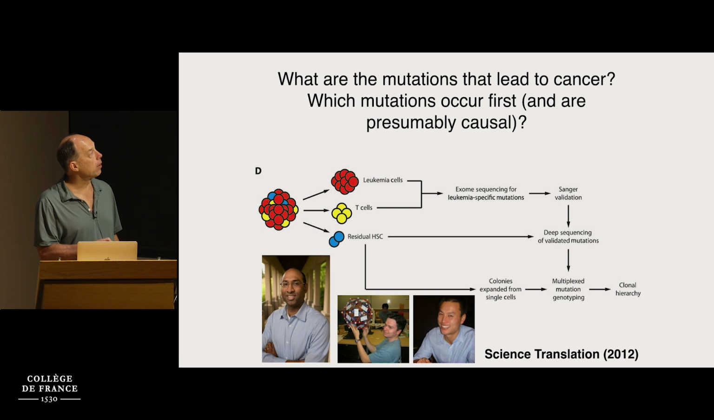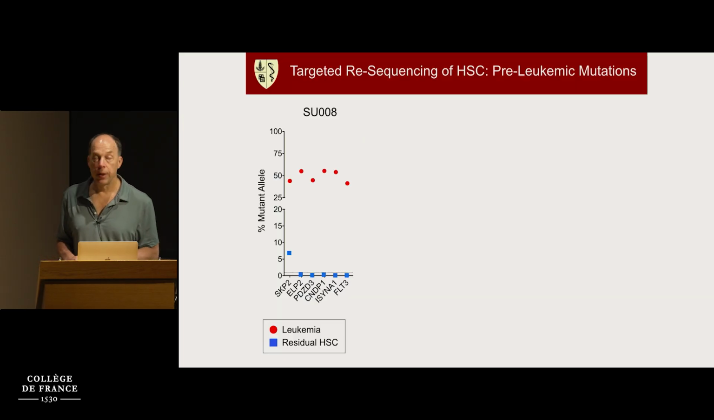Then from each patient, we purified the normal hematopoietic stem cells and grew colonies from them. In this case, we were able to use a trick and grow colonies as if they were bacteria, just because of the special properties of these stem cells. And then we genotyped them, and were able to look at which mutations from the tumor were present in which of the normal cells from their blood. So let's look at some of the data.